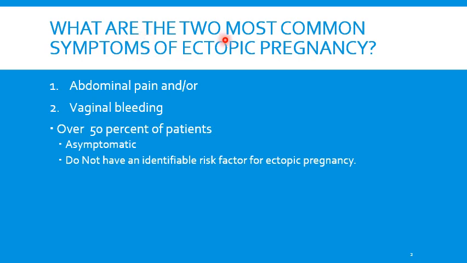What are the two most common symptoms of ectopic pregnancy? 1. Abdominal pain. 2. Vaginal bleeding. When abdominal pain and/or vaginal bleeding are present in a pregnant patient, ectopic pregnancy should always be ruled out. However, remember, over 50% of patients are asymptomatic and they do not have an identifiable risk factor for ectopic pregnancy. So, ectopic pregnancy may not be suspected at all.